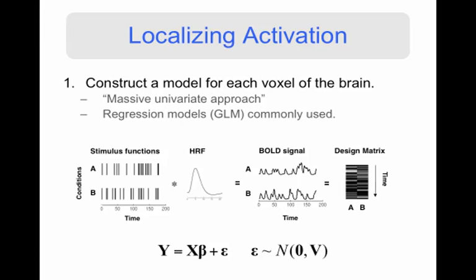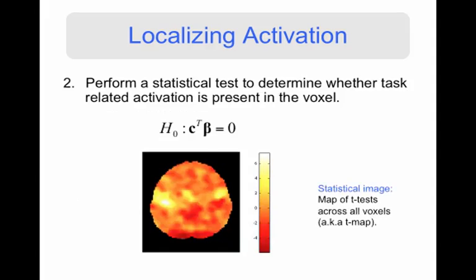So we have Y, the data, is equal to X, which is the design matrix, which contains information about the experiment, so these two predicted BOLD signals. We have beta, which is the parameters which weigh these predicted BOLD signals, plus epsilon, where epsilon is normally distributed with mean 0 and variance-covariance matrix V. So we do this at each voxel of the brain.